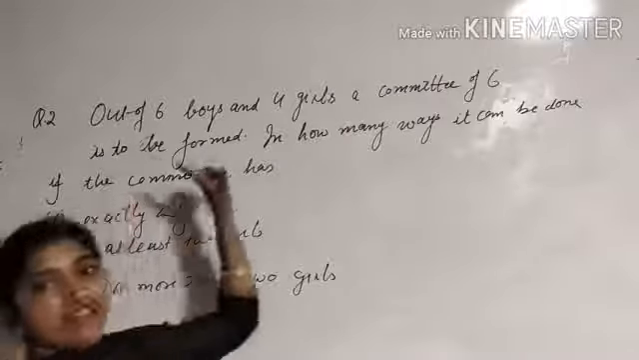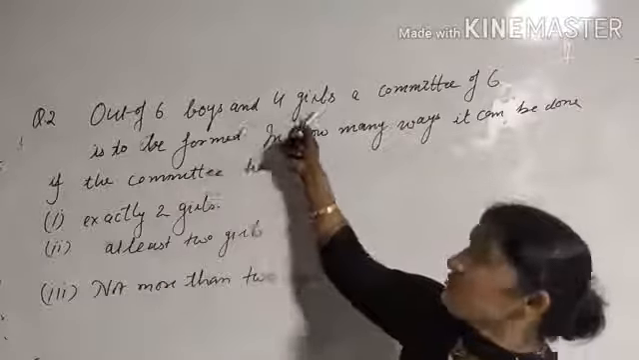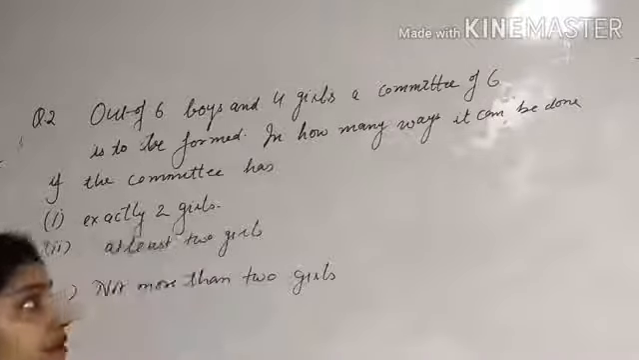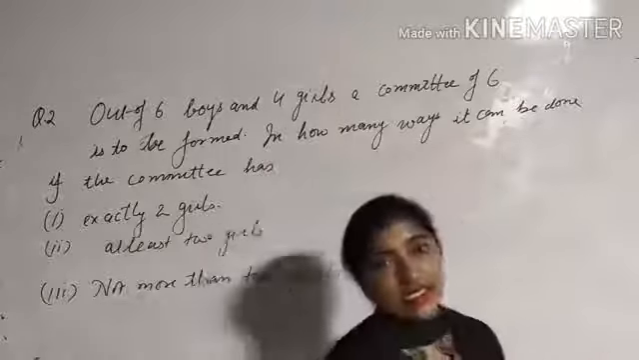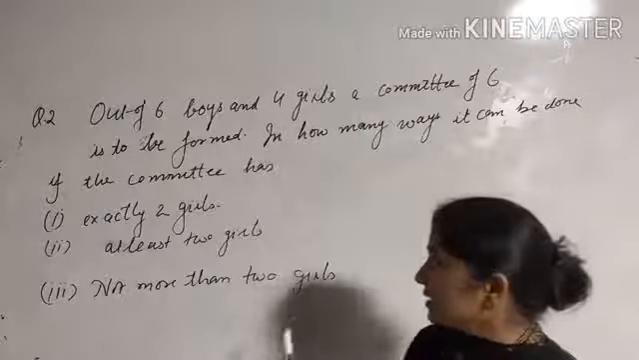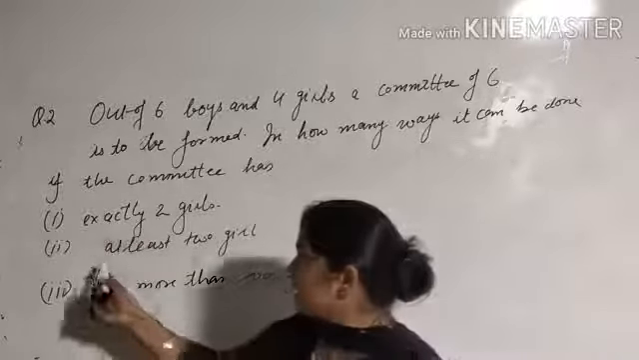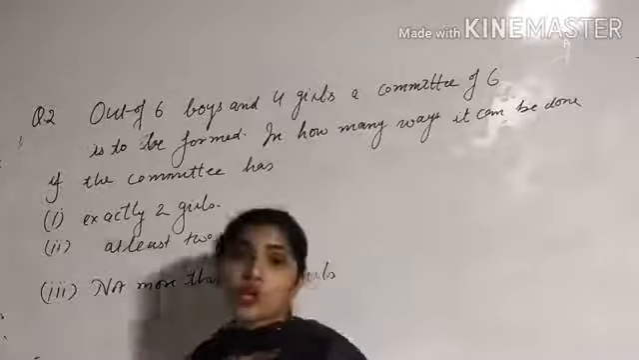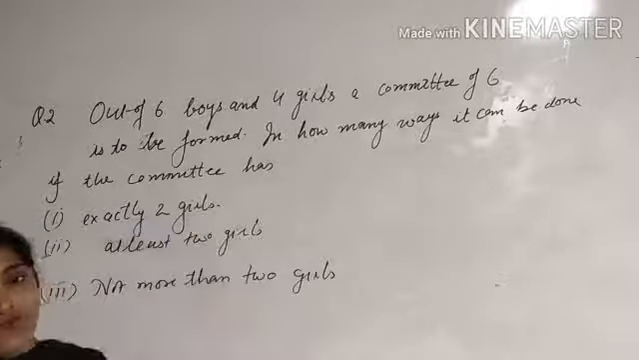Let's now consider one more example: out of 6 boys and 4 girls, a committee of 6 is to be formed. Okay, in how many ways can it be done if the committee has, case 1, exactly 2 girls, case 2, at least 2 girls, case 3, not more than 2 girls. So let's discuss the cases one by one.